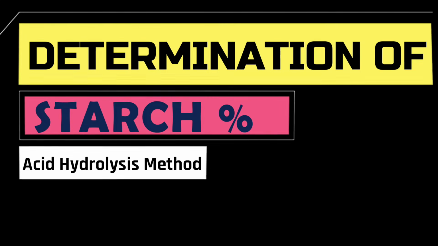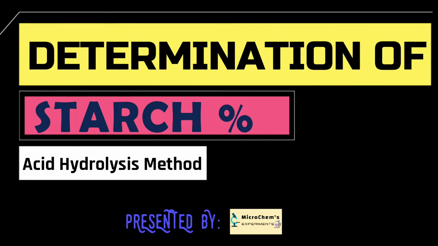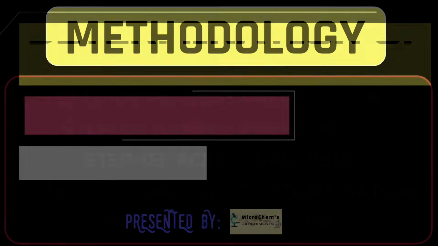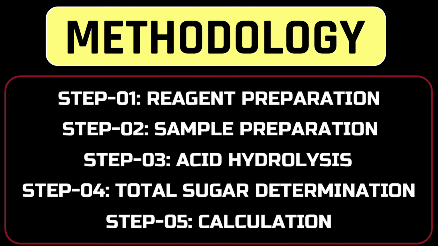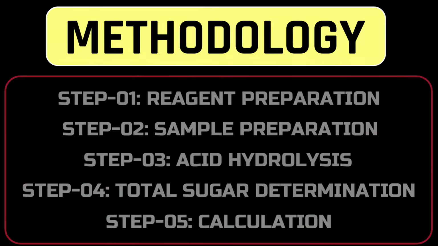Dear viewers, today we are going to determine total starch percent by the acid hydrolysis method. This experiment involves reagent preparation, sample preparation, acid hydrolysis, total sugar determination and calculation.